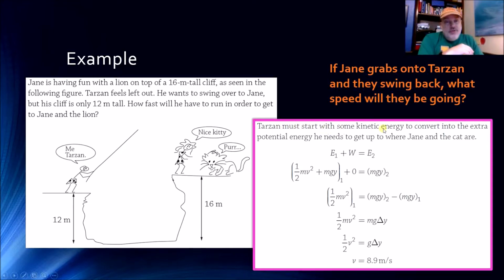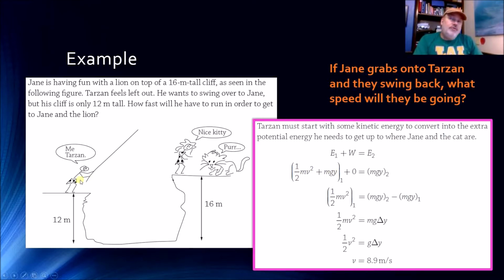Tarzan starts with some kinetic energy to convert extra into potential energy. So down here, I'm going to call this my zero height, okay? And so he doesn't start with enough potential to get over here, so he has to have some kinetic. So he has kinetic and potential. And then there's no work done.